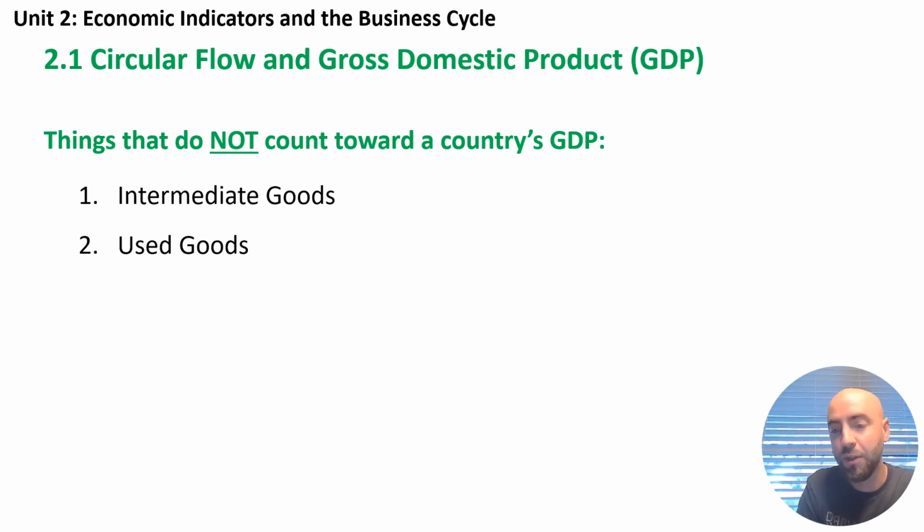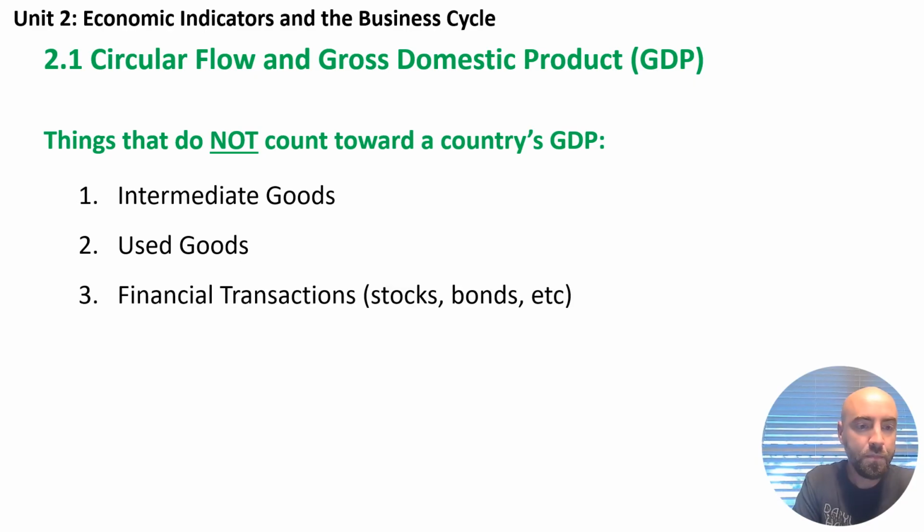We also, as we talked about with the textbook, used goods don't count because we've already counted them when they were new goods. Financial transactions, you're not buying a good or a service. It's a financial asset. You're putting your money into some kind of savings vehicle. That's what stocks and bonds, mutual funds, that's what those are. Those are not goods or services, so it wouldn't count toward GDP. This in economics would be considered saving. In economics, if you're not spending on something, you are saving it.